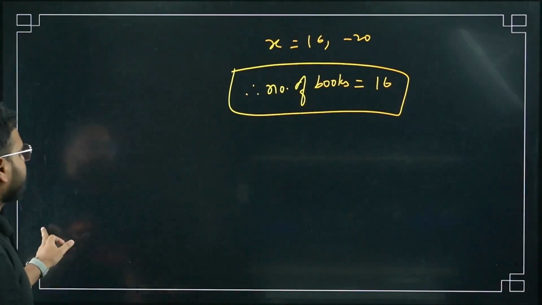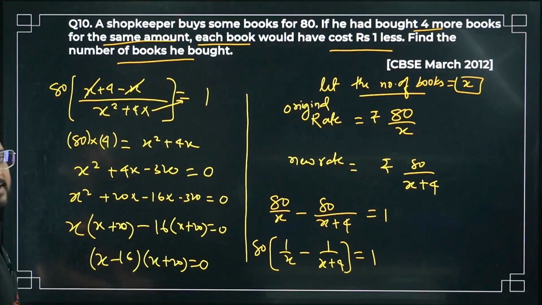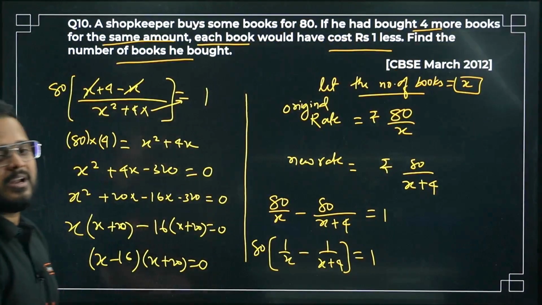Please have a look. This is clear. The number of books he bought is going to be 16. Simple question. I hope you had fun learning and solving it. One last time, have a look.